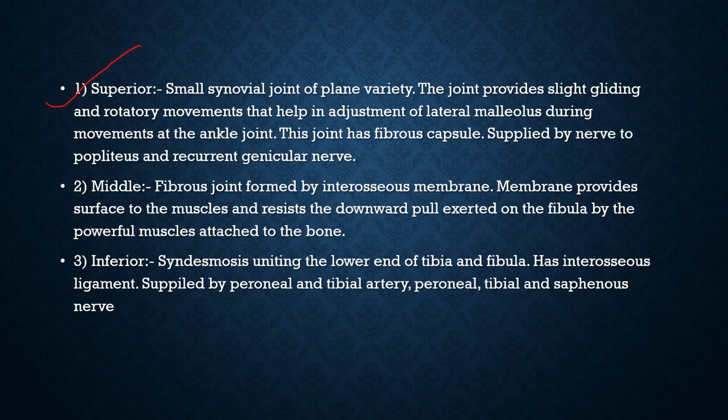Moving further to the middle tibiofibular joint, this is a fibrous joint formed by the interosseous membrane. Between the two bones there is a membrane called the interosseous membrane, which connects the shaft of the tibia and the fibula. The interosseous membrane is attached to the interosseous borders of the two bones. Both the bones have the interosseous borders.